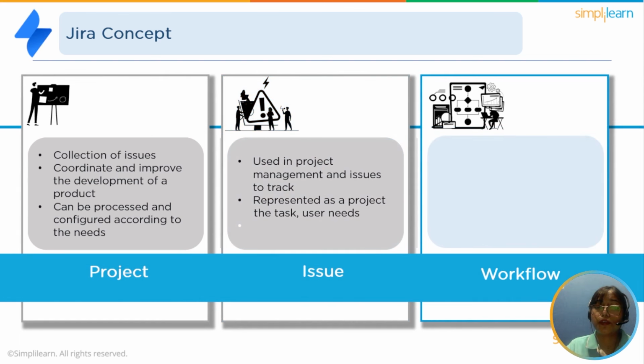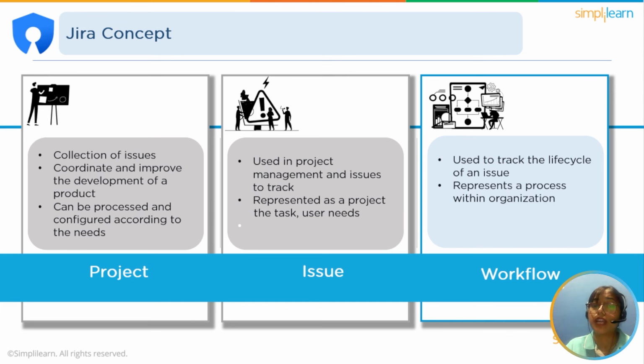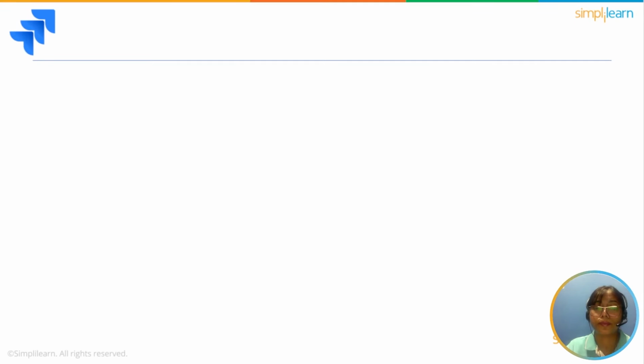The next one is workflow. Jira has built-in workflows, and it is used to track the life cycle of an issue, where it tracks a set of statuses and transitions that an issue moves through in the process and typically represents a process within your organization.